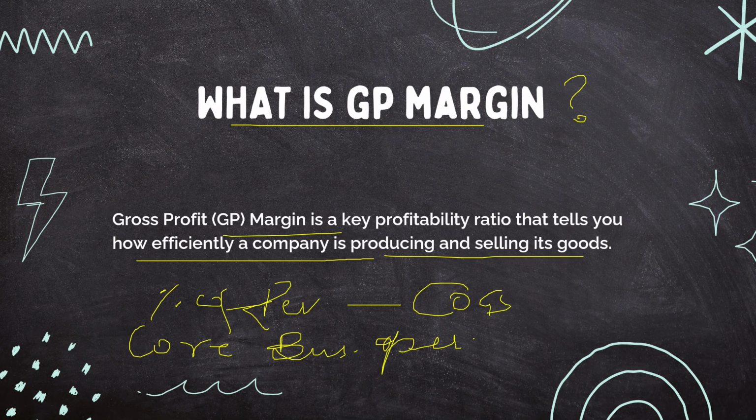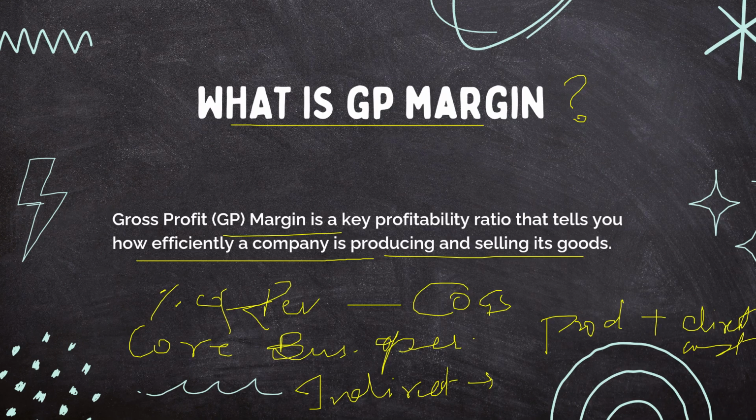And what do these core business operations include? The production along with your direct cost, not indirect expenses. What are the indirect expenses, guys? Anybody, just write it down in the comment section. What are the indirect expenses? Like the marketing expenses or salaries, etc. So this is your GP margin.